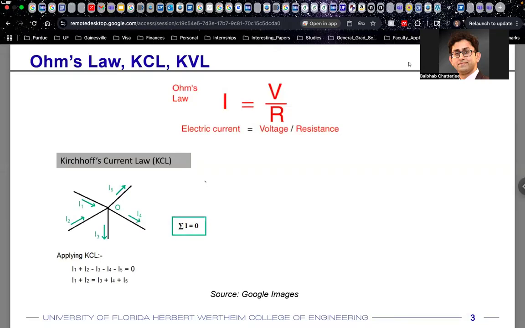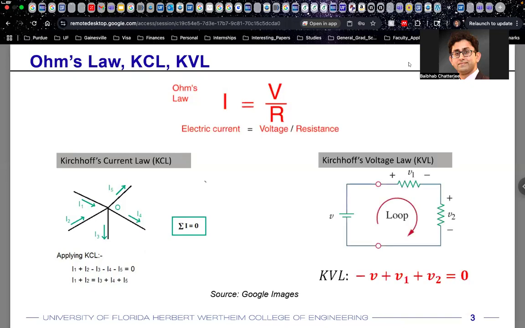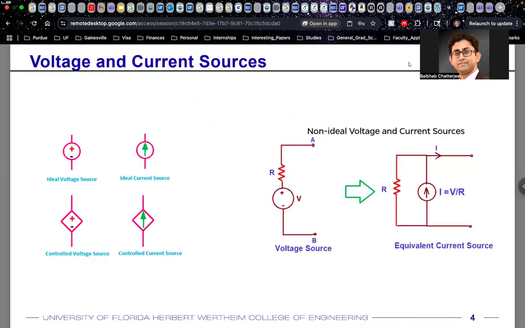Last lecture, we looked into some of the very basics, like what is Ohm's law, what is KCL, what is KVL, and how do you use KCL and KVL to analyze certain circuits. We'll also be looking at voltage and current sources. On this slide, you are seeing ideal voltage sources and ideal current sources, which are dependent as well as independent.